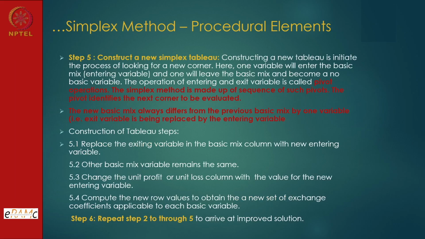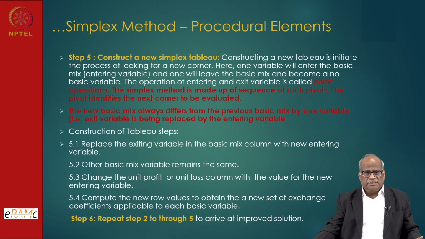Now step 5 is to construct a new table. Based on the changes that we got, we construct the new table. Construction of the new table initiates the process of looking for a new corner. That means we did not get the optimum solution there, and it did not meet the criteria of improvement also. So we go to the next corner. Here one variable will enter the basic mix and another will leave the basic mix. So one will enter, another will go from the basic mix. What is the basic mix? Don't worry, we will be discussing this. The leaving variable becomes a non-basic variable.